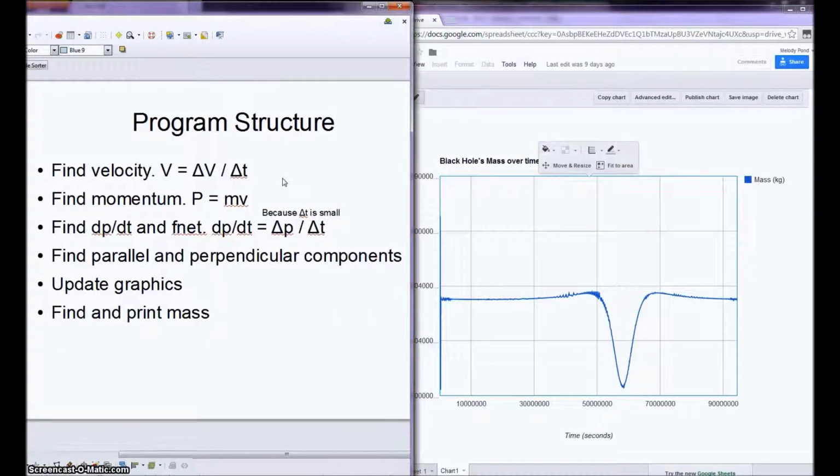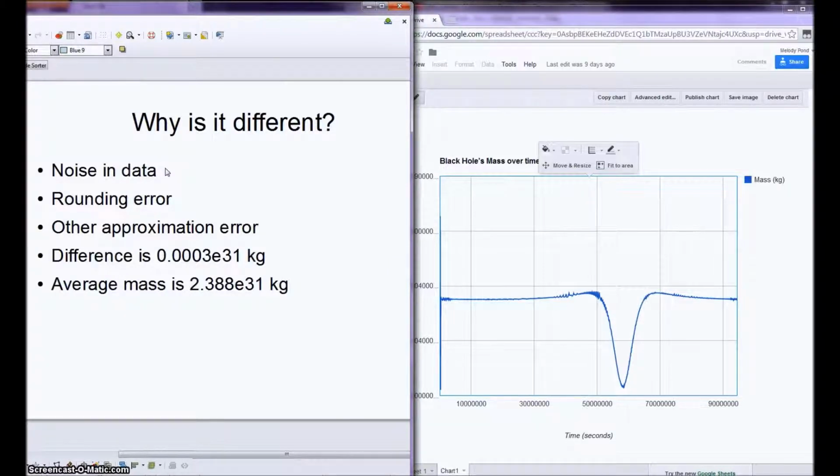This is due to several factors, including noise in the data, which just means that the data isn't as good as we thought it was, rounding error due to scientific notation, because we truncate the last part of the number, or other approximation error. One of which is that the velocity, which I'm treating as the instantaneous velocity, is actually the average velocity over a small time span. Nonetheless, the difference between the largest and smallest points is only 0.00013 times 10 to the 31st kilograms, which is only 0.01% of the average mass.